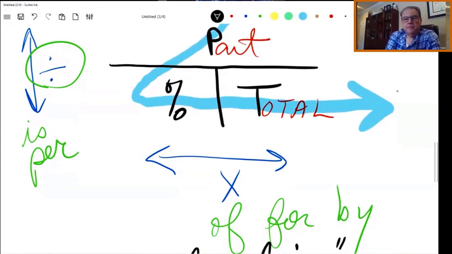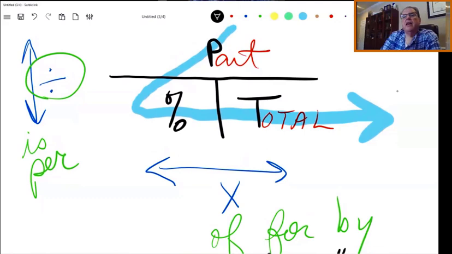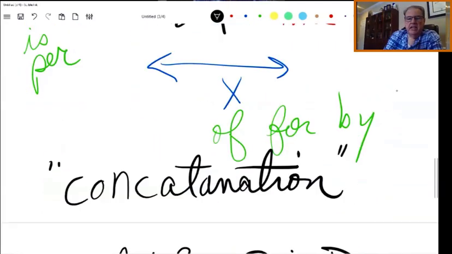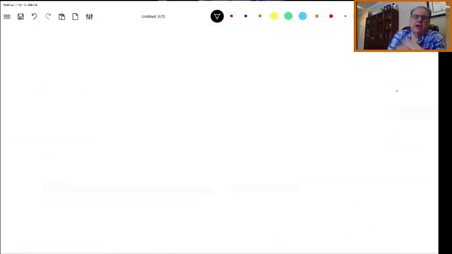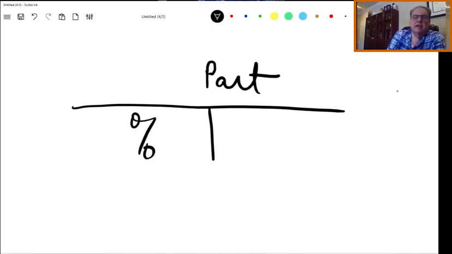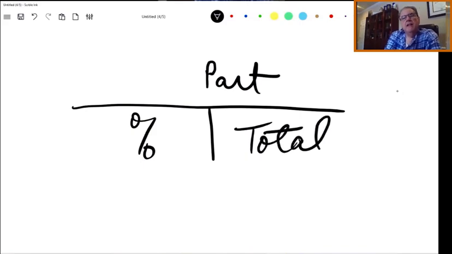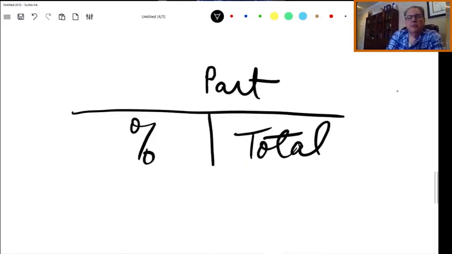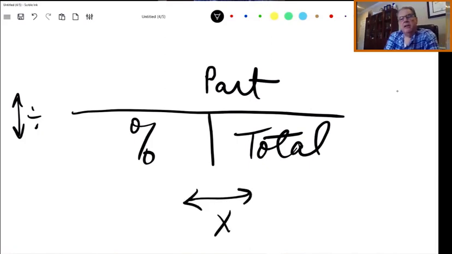So now, a nice, happy, easy problem. Let me rewrite the T because it's starting to get a little crowded. Part, percent, and total. There we go. So part, percent, and total. Again, you go up and down, you're dividing. You go side to side, you're multiplying.